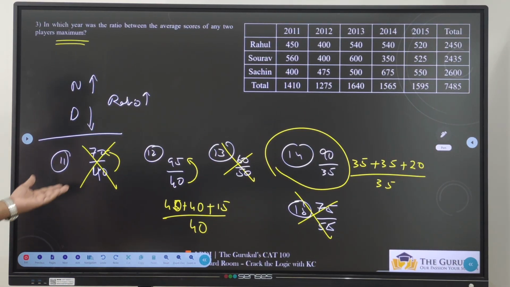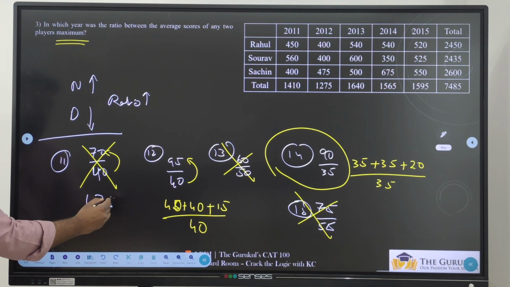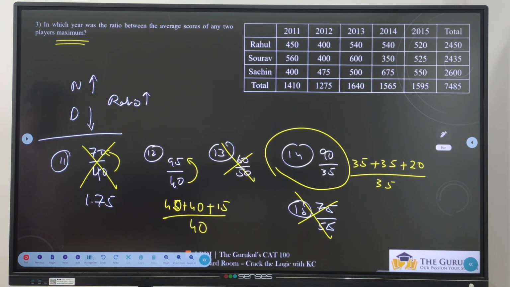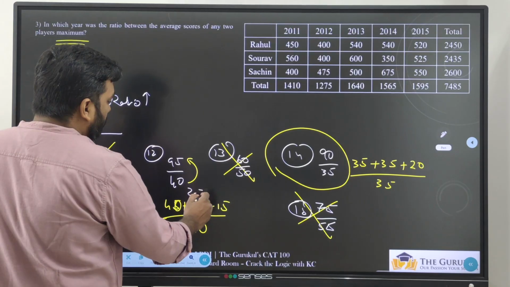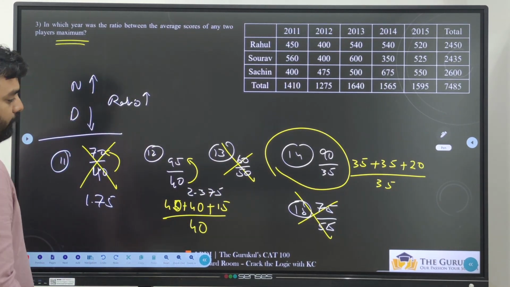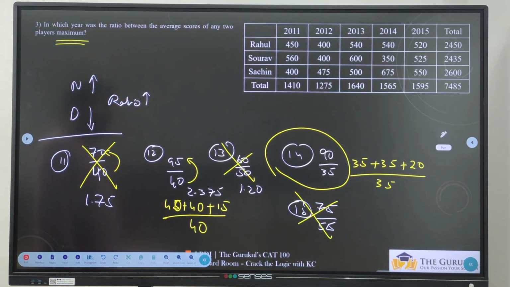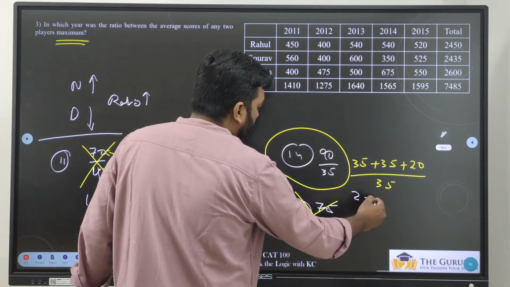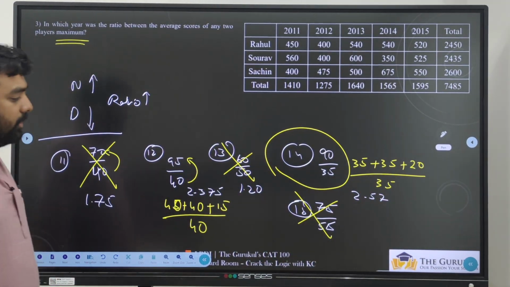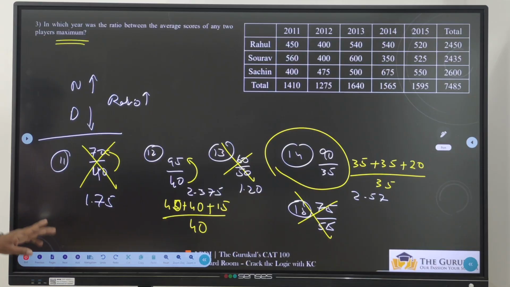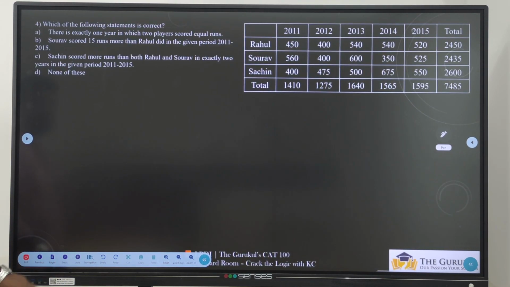Or else we have a calculator, so you can convert 70 by 40 as 1.75 and 95 by 40 as 2.375 and 65 by 50 as 1.3 and 90 by 35 as 2.57. You can convert all the values and start getting the answers. Anything is okay till when you get the correct answer.